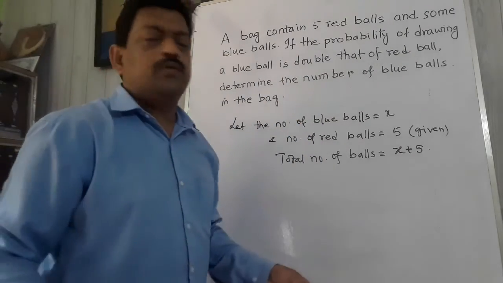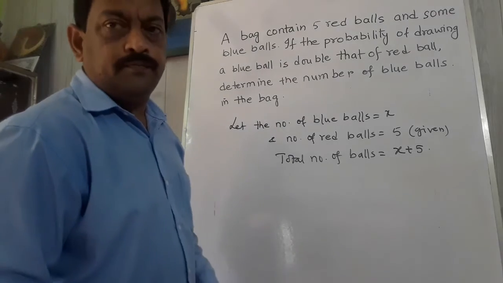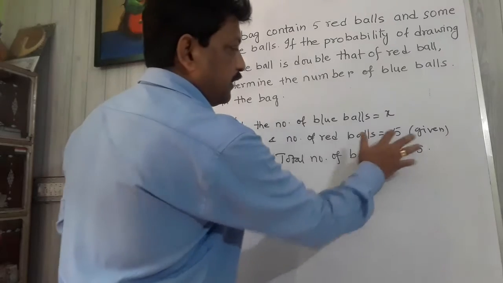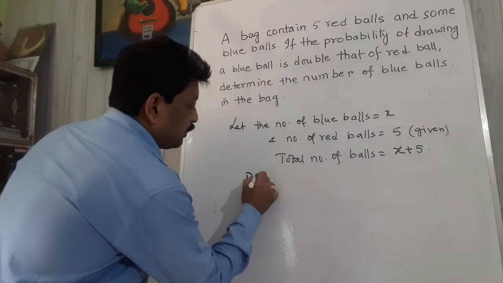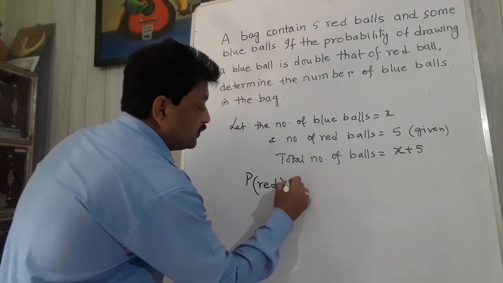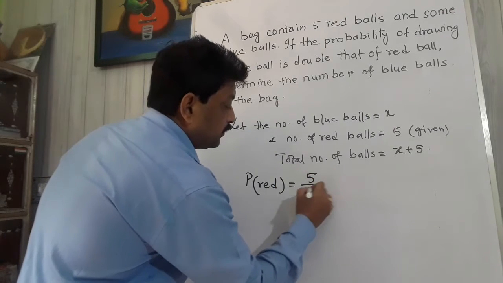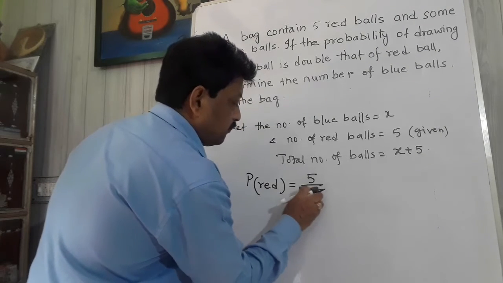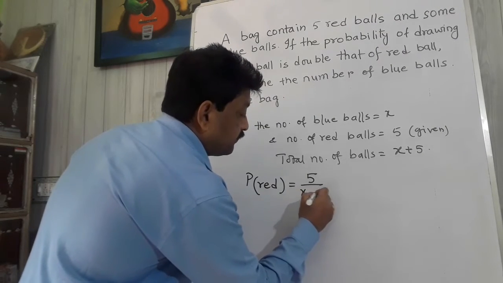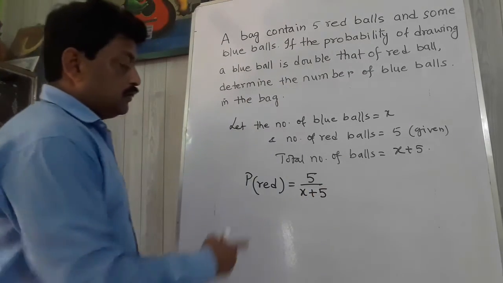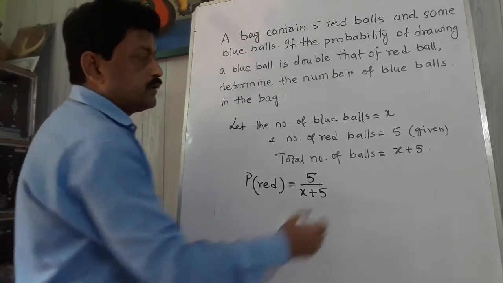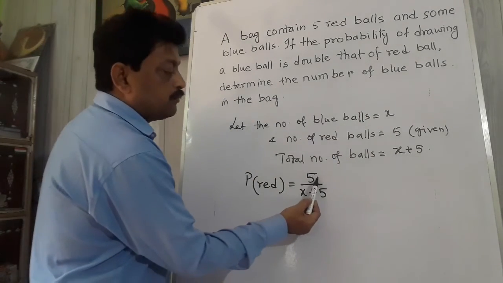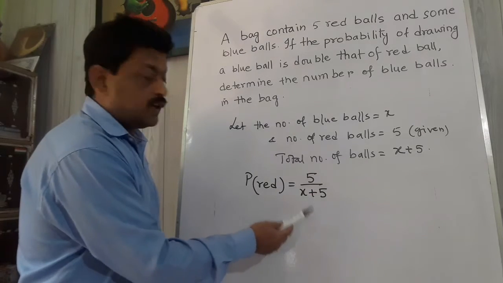Now what is the probability of drawing a red ball? Our favorable outcomes of having a red ball is 5. Then the probability of drawing a red ball is 5 upon 5 plus x, or x plus 5, same thing. But generally we write the variable first, x plus 5. This is the probability of drawing a red ball because there are 5 red balls and the total number of balls is x plus 5.